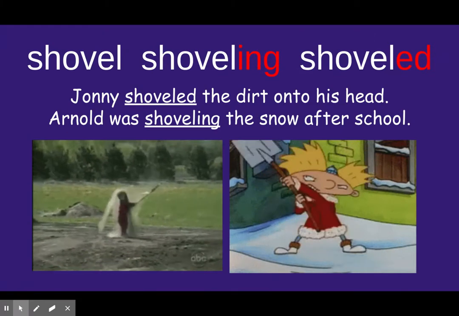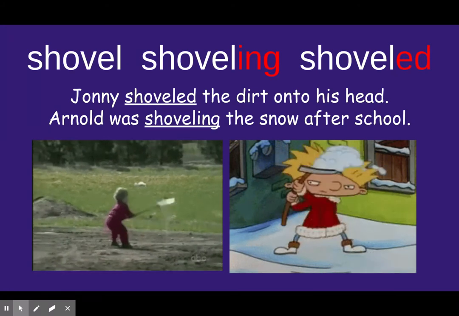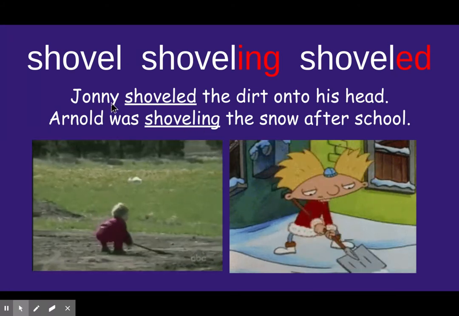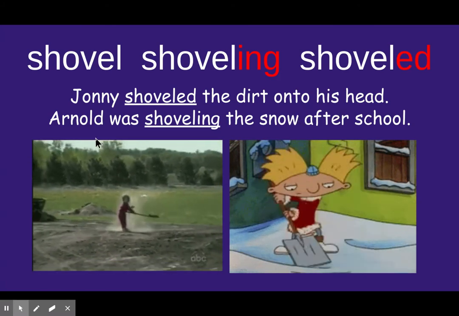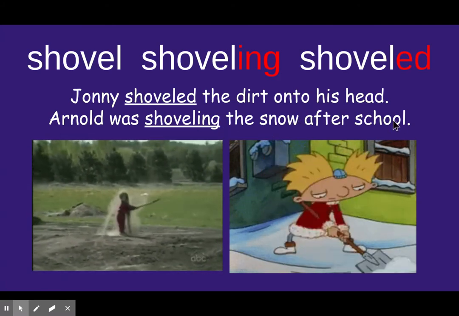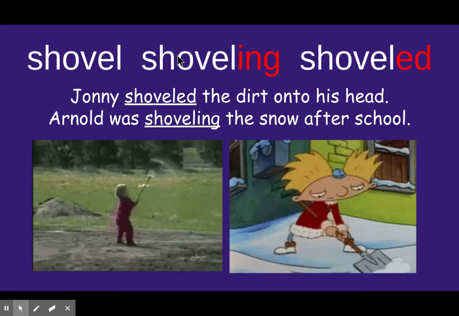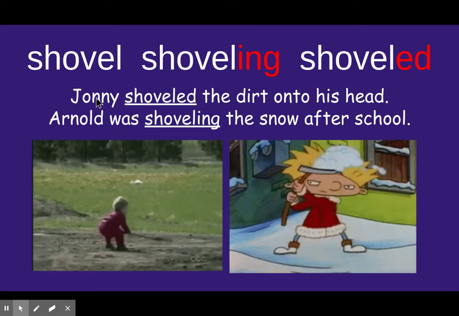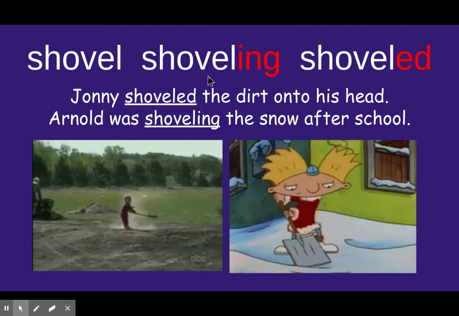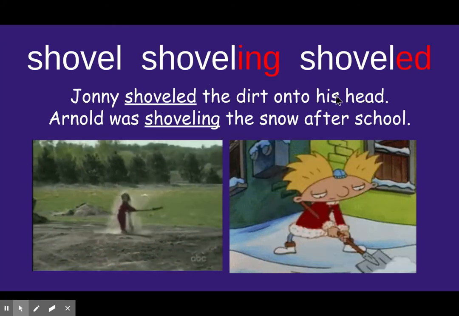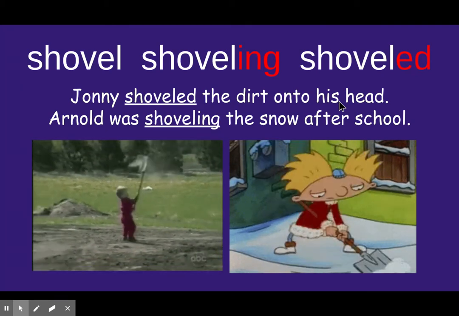Our next word is shovel. And so it is the way we're working with it this week. It is a verb. So we have shoveling and shoveled. And it says Johnny shoveled the dirt onto his head. And the next one is Arnold was shoveling the snow after school. And remember that you're looking for a capital at the beginning, punctuation at the end. You're looking for a subject, Johnny. What did Johnny do? He shoveled. What did he shovel? The dirt. And where did he shovel it? Onto his head. So you have to start talking to yourself like that when you write.